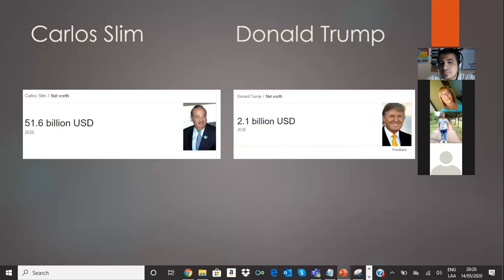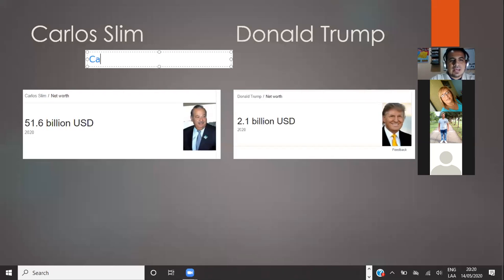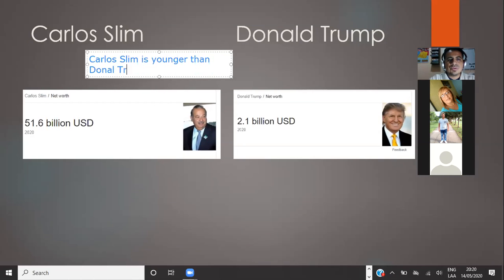Puede ser que él es, o si no es mayor. Let me write it. Vamos a escribirlo de las dos formas. Carlos Slim is younger than Donald Trump. Okay. Now, that can be one way. ¿Otra forma? Digamos que sería al revés. Donald Trump is older than Carlos Slim. Yes. Very good.